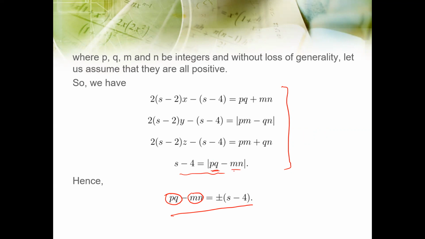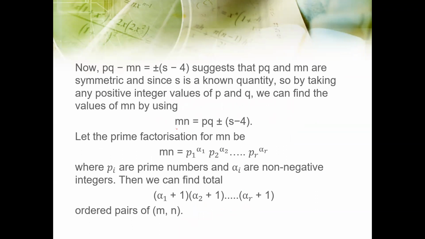So we will just choose some values of p and q, then using this equation we can find the value of mn. We have taken, without loss of generality, p, q, m and n as positive integers, and by this equation we get the value of mn. Let us say its prime factorization will be like that: p1 to the power alpha 1, p2 to the power alpha 2, and so on.